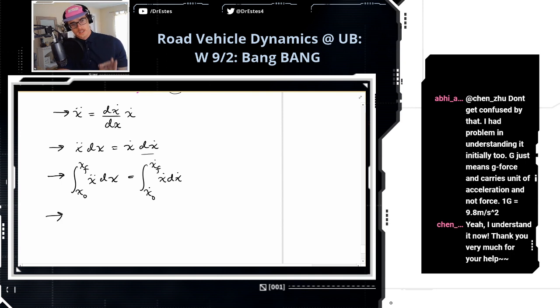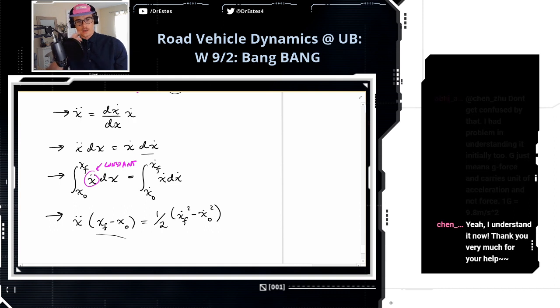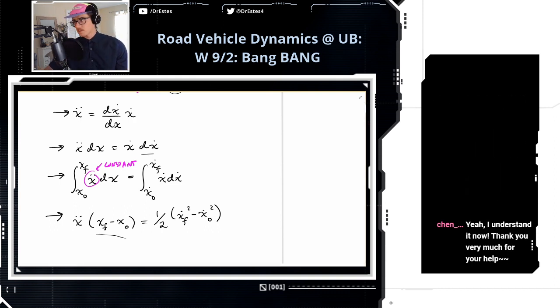Now, if we consider the acceleration to be constant, so just consider this to be a constant for now. We've just been doing constant acceleration problems. So that basically comes out of the integral. And this will just be the acceleration times xf minus x naught. So the acceleration times how much distance you covered is equal to, if we integrate this out, it'll be 1/2 your final velocity squared minus your initial velocity squared. So that's just integrating out the right-hand side, evaluating it at the limits.